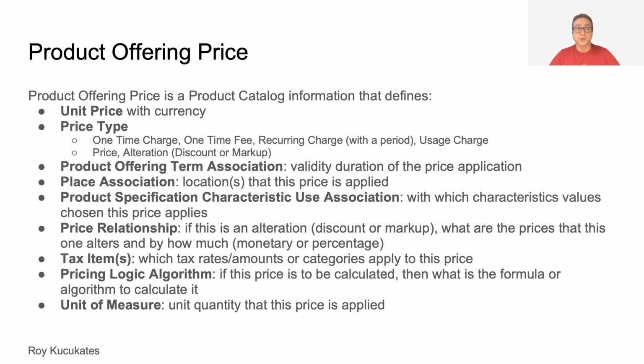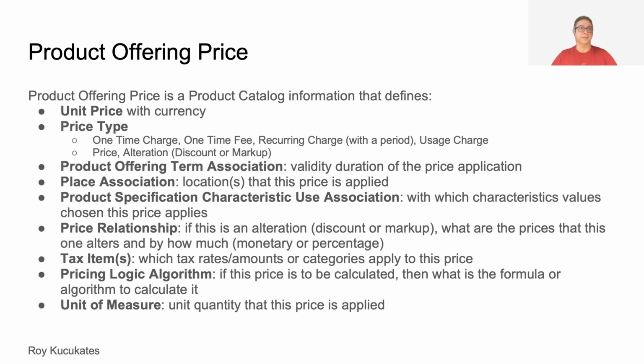We can have a price relationship, usually for the alteration. It becomes handy for alterations, like a 10% discount that is selected under certain conditions, that applies to that one-time charge or to that recurring charge. In order to point to the one-time charge or recurring charge, you need this kind of price relationship.